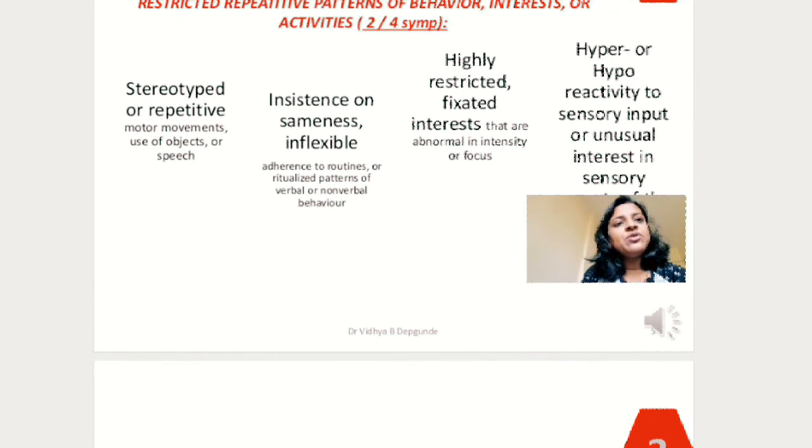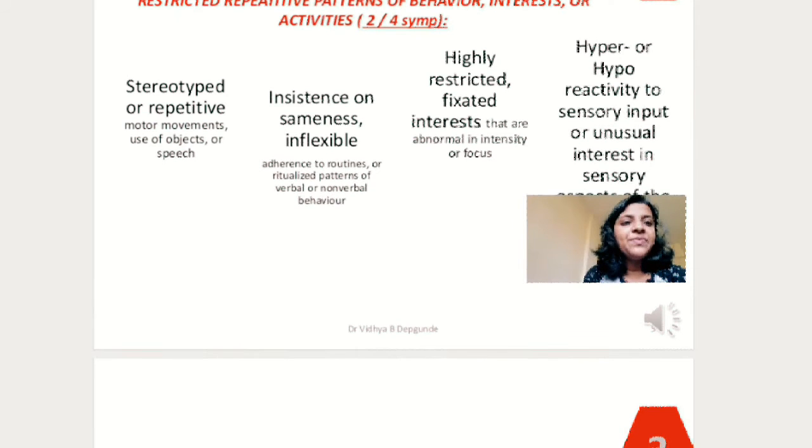The fourth thing is hyper or hyporeactivity to sensory input. There are some sensations which are frequently discussed in occupational therapy when it comes to a child with autism. There are 7 to 8 sensations. We will talk about those sensations in later videos, but the child will have an abnormal amount of sensory response. You will give him a little bit of touch, and either he will run away, or he will not like it, or he will cry or something like that.